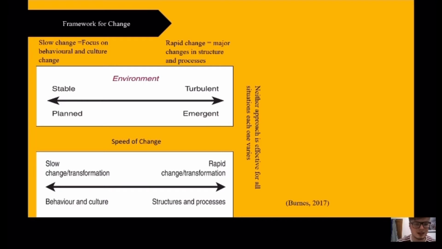And as we can see here, the change is either stable and planned, which happens over a longer period of time, that focuses on the behaviour and the culture change, or it can be turbulent and emergent change, which is a lot faster, happens quicker and usually changes the structure and processes. And neither approach is efficient for the same situation. Each change needs to be tailored to the business needs.